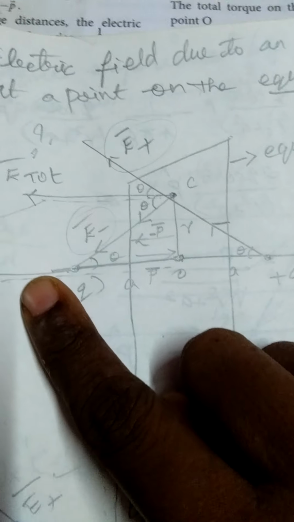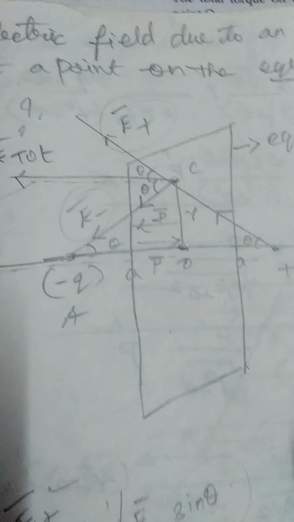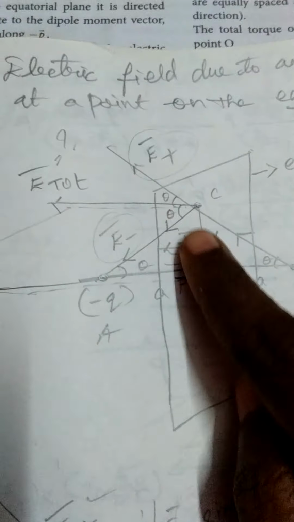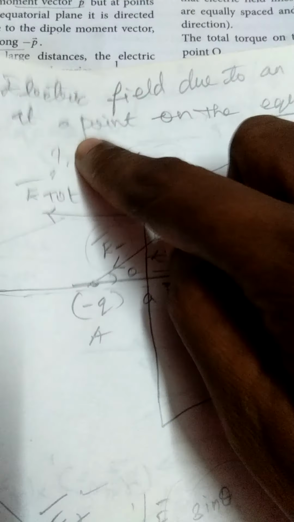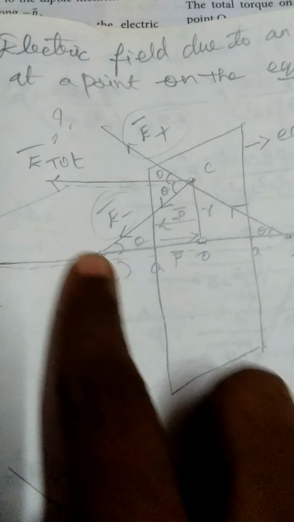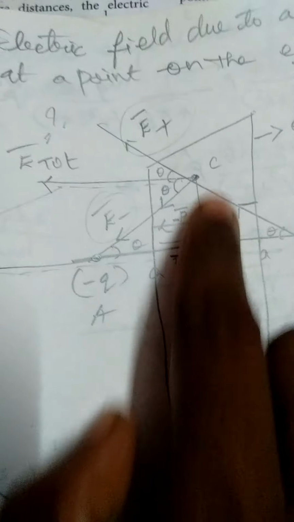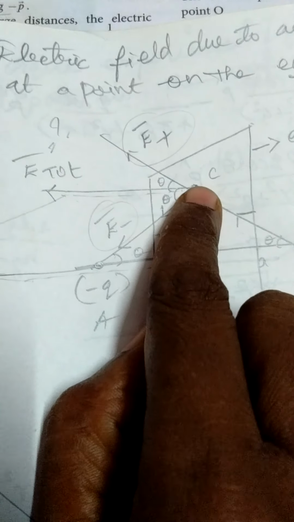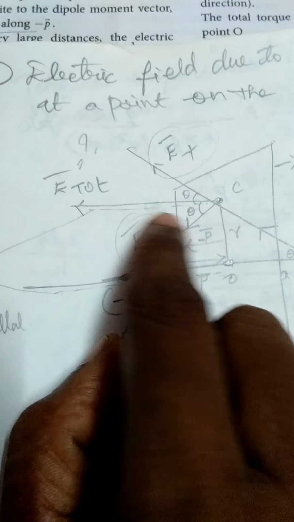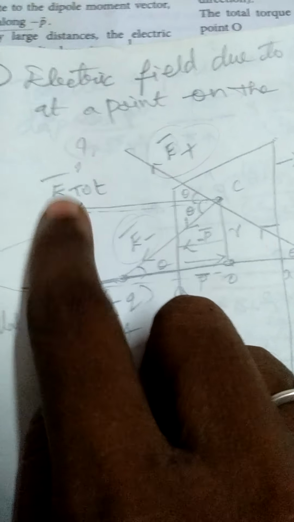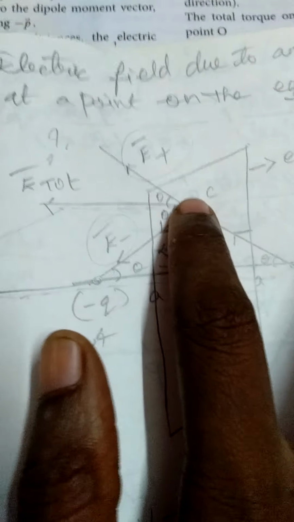Next, you see the electric field coming here and moving here also. So now you see the parallel lines. From point C I draw another parallel line. This line we consider the total electric field, and this is what we have to find out on the equatorial plane.